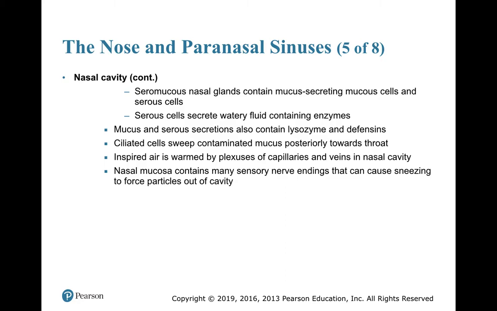The ciliated cells are going to sweep mucus posteriorly towards the throat, and that mucus will be swallowed and go to the stomach, where anything in it should be destroyed in hydrochloric acid. Inspired air is going to be warmed. There are plexuses and capillaries here, veins of the nasal cavity, and they will transfer heat to the air. The mucosa contains sensory nerve endings that can cause sneezing, forcing particles out of the cavity.